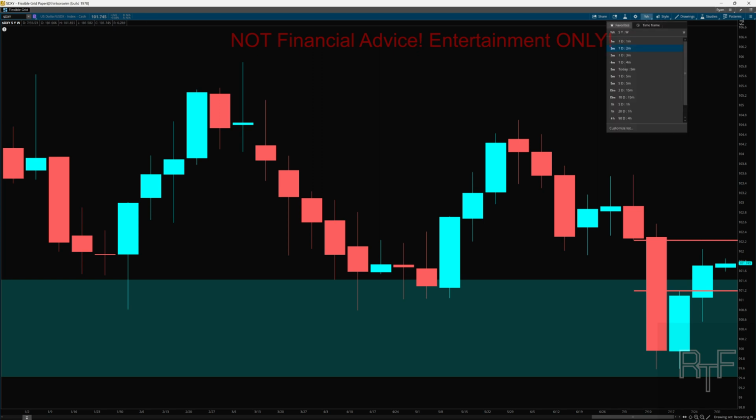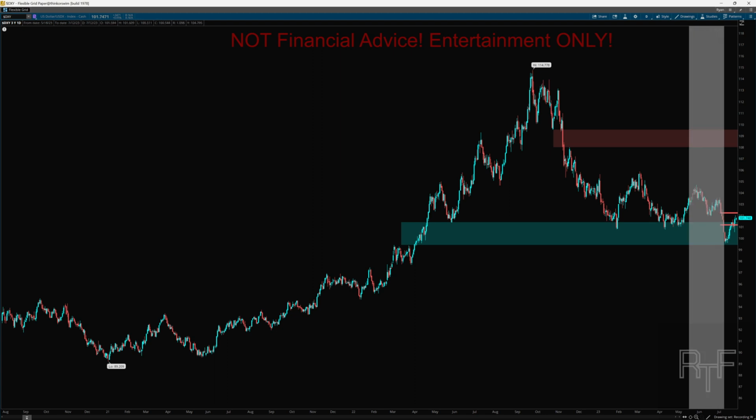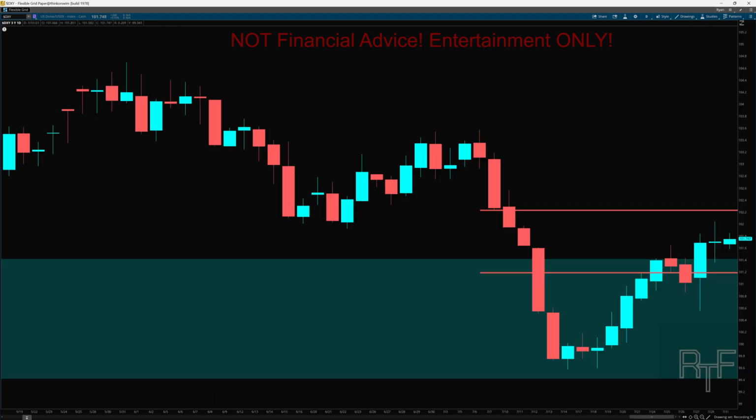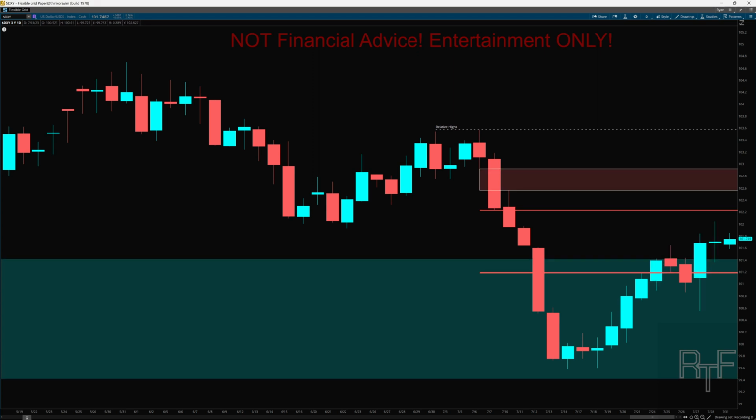Let's go down to the daily for some more detail. Let's zoom in on just the most recent price action. Remember, this blue is the monthly fair value gap. The two red lines are the weekly fair value gap that we're currently in. On the daily above the marketplace, we still have a daily fair value gap here.